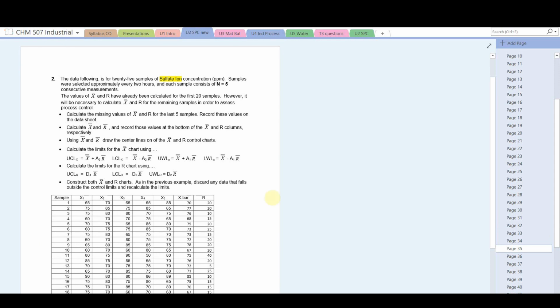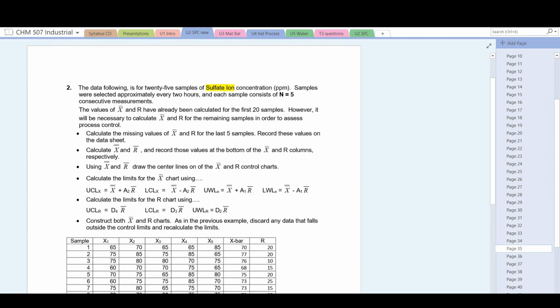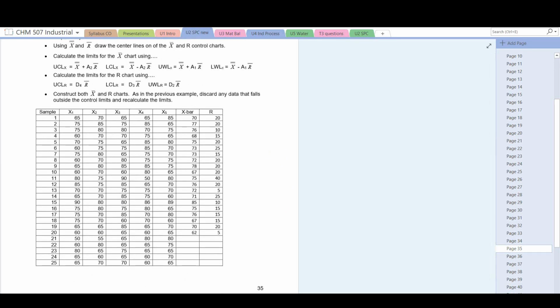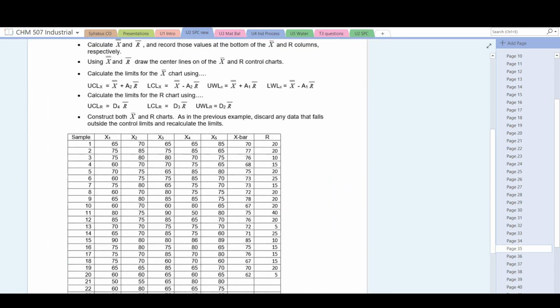On page 35, another data set for sulfate analysis. The subgroup size is 5. And here I've completed most of it for you. Here are the individual values on a given day. I calculated X bar and R for you, and I just leave it for you to do the last few. This is the kind of thing you'd get in a test, because I don't want you to spend all your time doing all these tedious calculations without Excel. Typically this is done on a calculator in the school, right? I'll have the solutions to all of these assignments posted on Blackboard.